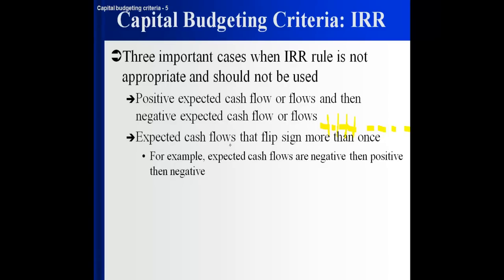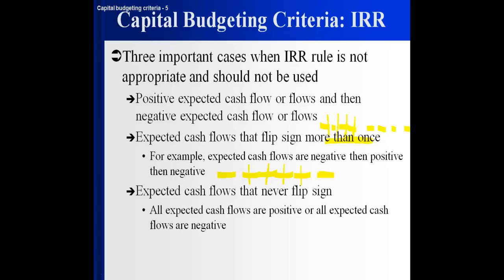Number 2, if you have a project where cash flows flip sign more than once, it starts out negative, then positive, then negative. Again, nothing inherently wrong with a project like that. You put money in, you operate it for a few years where it's bringing in lots and lots of money. Then the last year requires shutting down and cleaning up, and that's negative cash flow. But when you put it all together, it could turn out to be a great project. You just can't use IRR to tell you that.